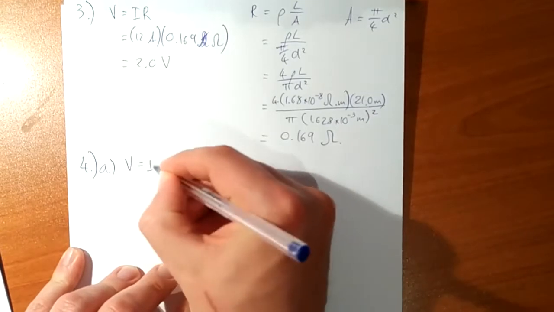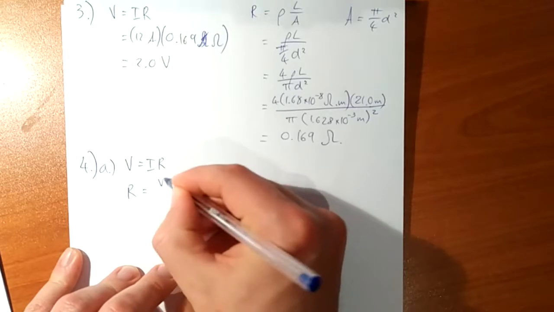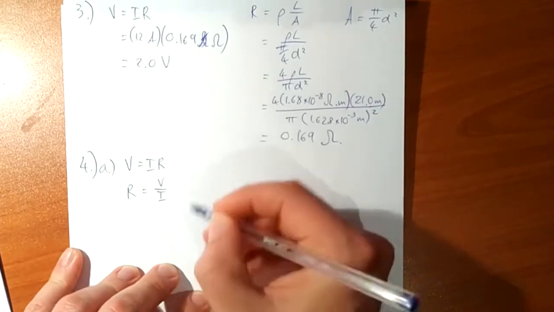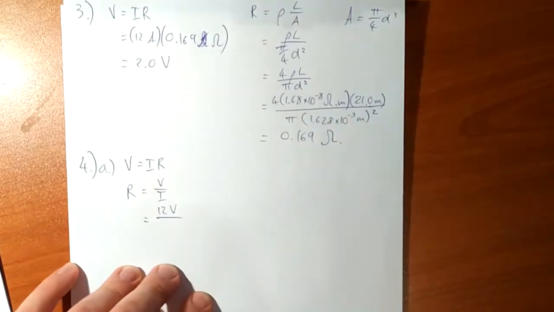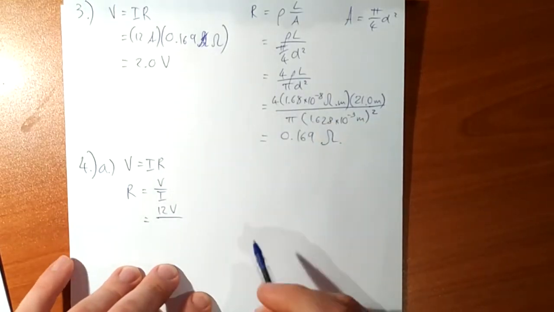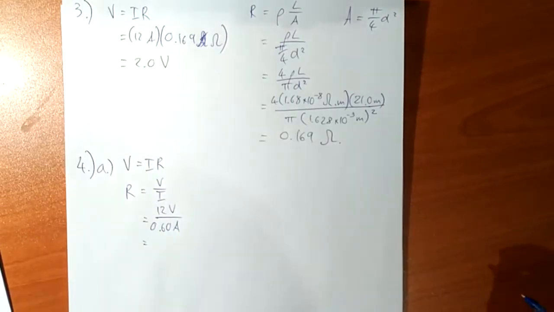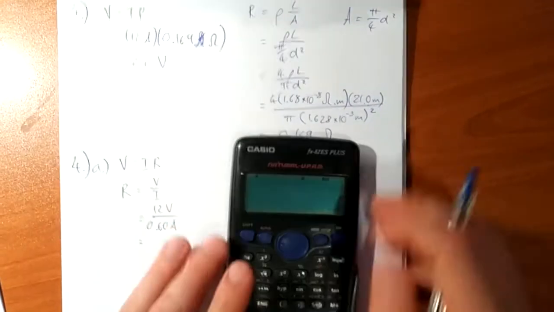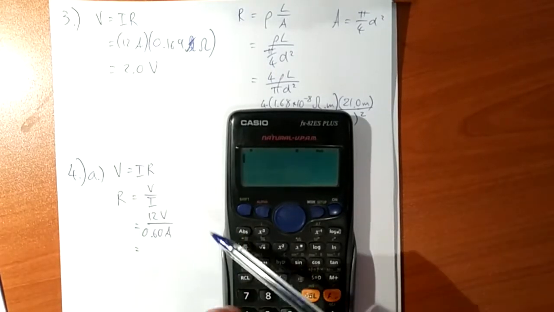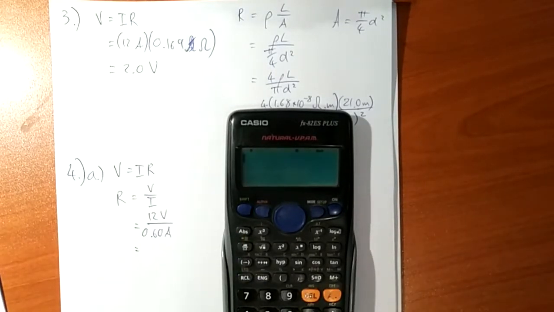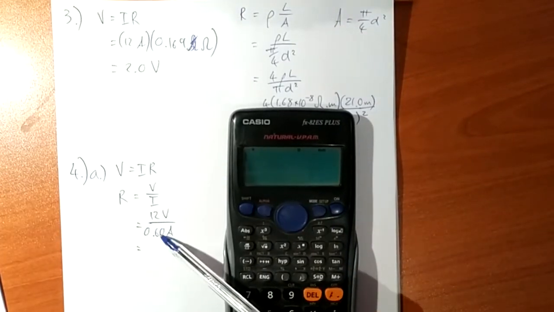So this is simply V equal to IR. So R is V over I, and now we substitute the values. 12 volts over the current, which is 0.60 amperes. Okay, good. And try and develop the habit of expecting what your answer should be. That way you can catch yourself if you accidentally make a mistake typing it in.